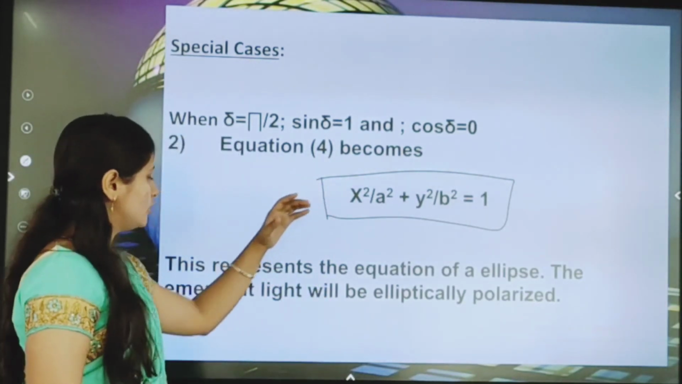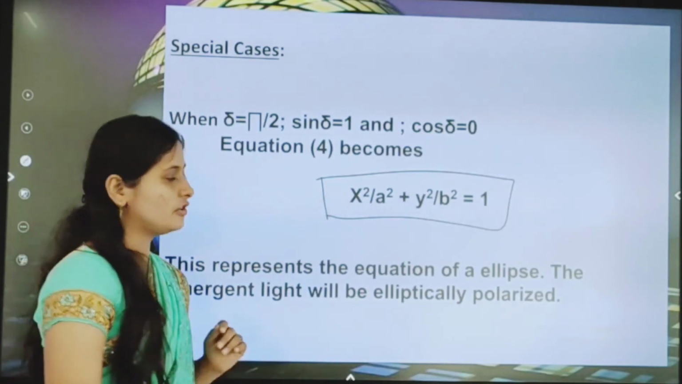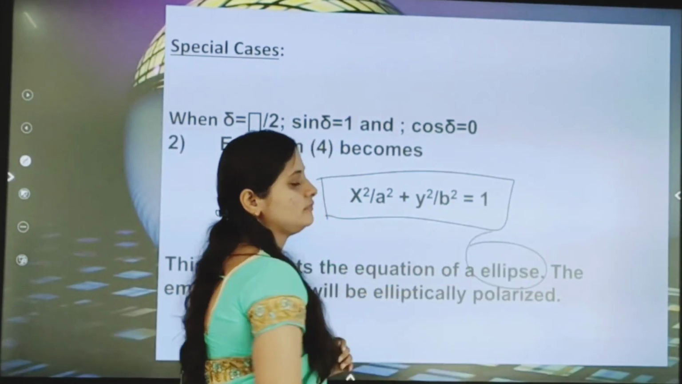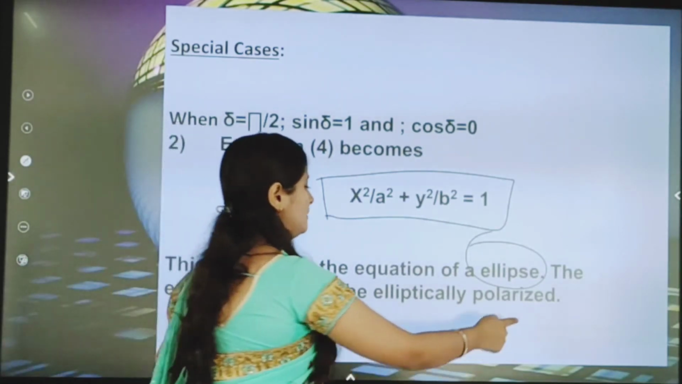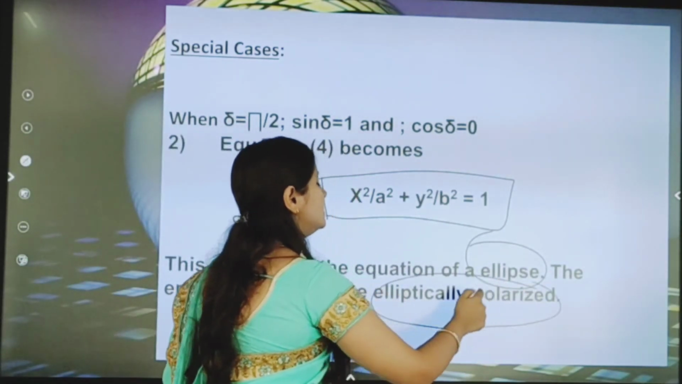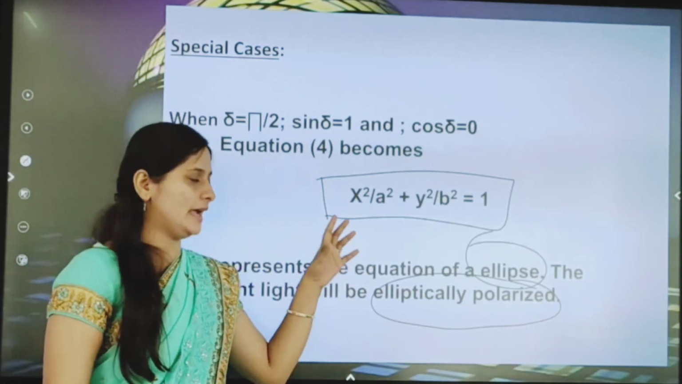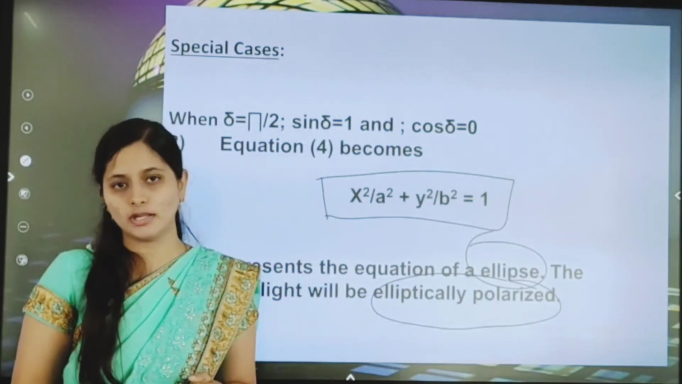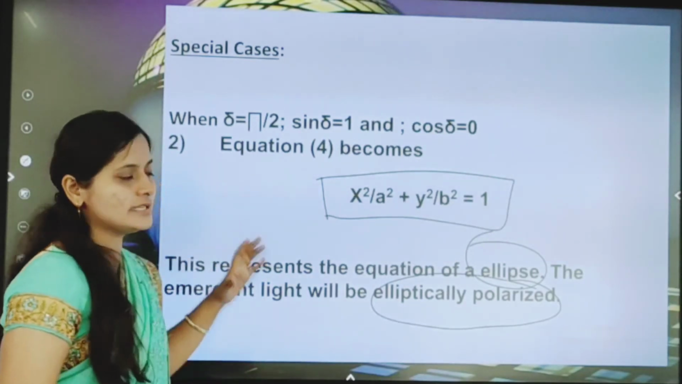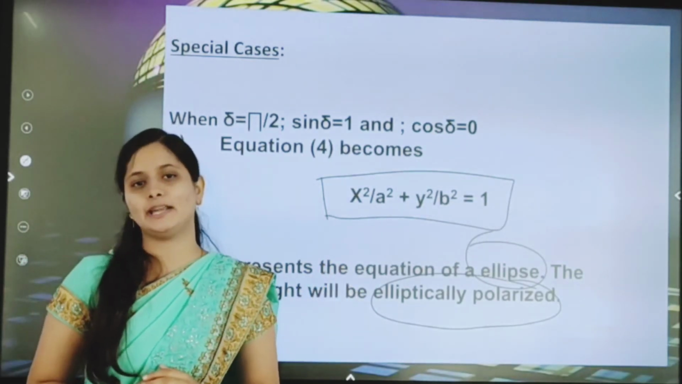So we can conclude this represents the equation of what? Ellipse. The emergent light will be elliptically polarized. By the second case, our equation is for an ellipse and our emergent light will be elliptically polarized. Okay, this is the explanation for the second case.